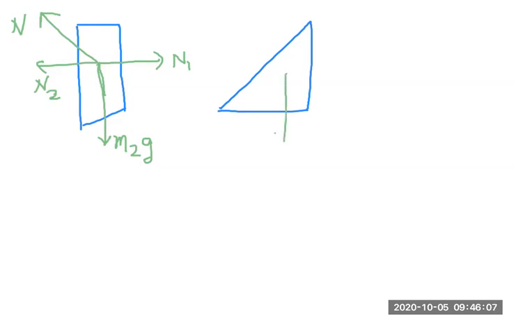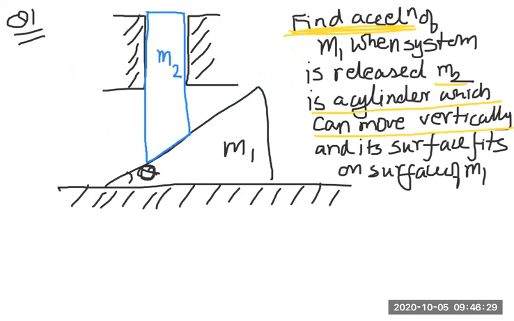For the wedge, the earth is applying force. The cylinder applies the equal and opposite normal reaction. And the floor is applying some normal reaction. Once I've drawn the free body diagram, I come back to the problem and I try to figure out the acceleration. I try to figure out the direction of acceleration.